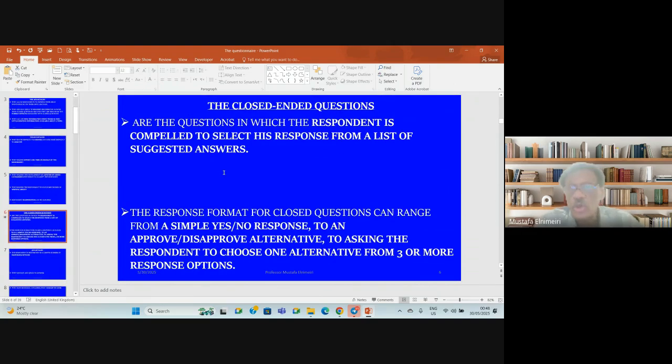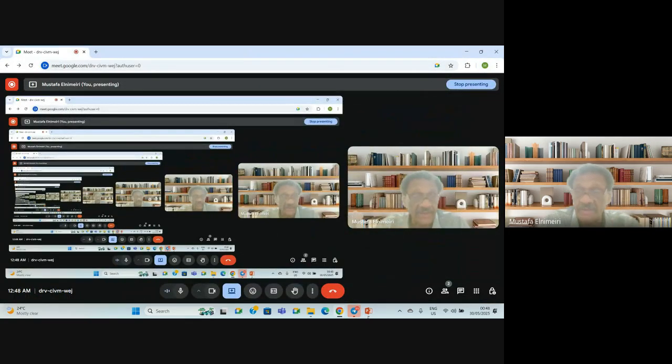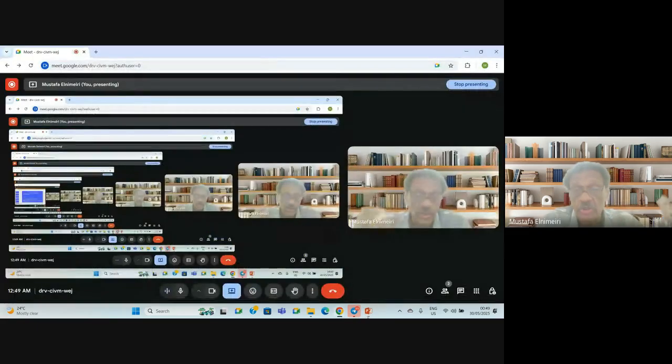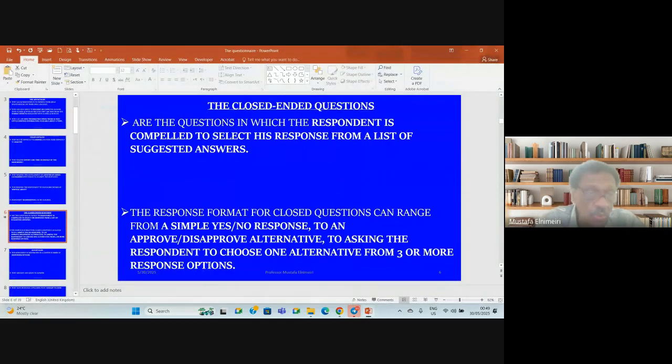The other type is the closed-ended question, which is a question in which the respondent is obliged to select his or her response from a list of suggested answers provided in the questionnaire by the interviewer. The response format for closed questions can range from a simple yes or no response, to an approve or disapprove alternative, to asking the respondent to choose an alternative from 3 or 4 response options according to the type or nature of the question.